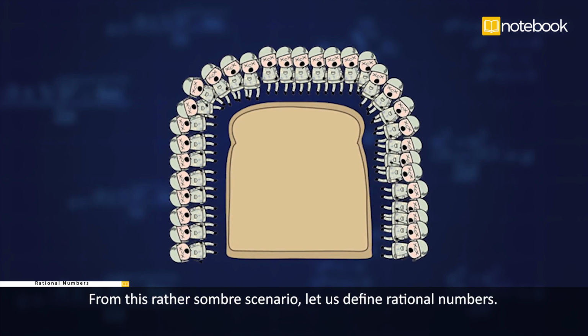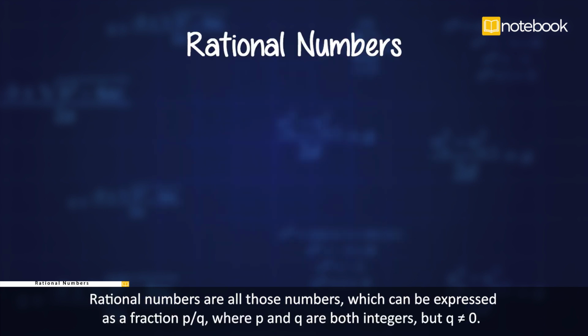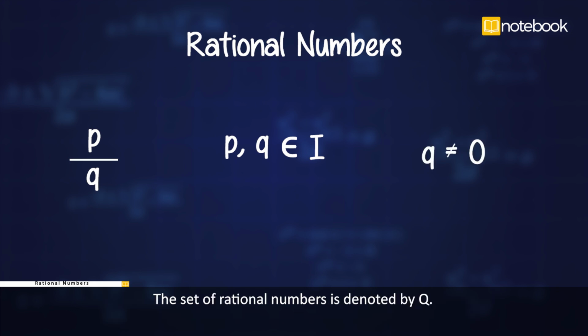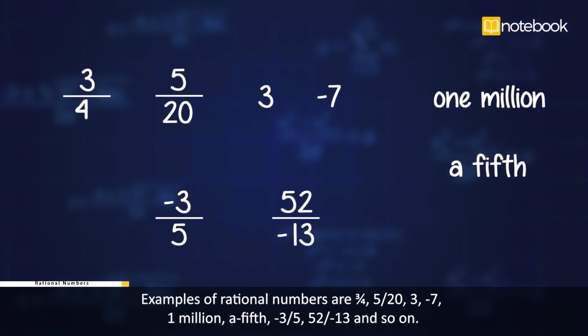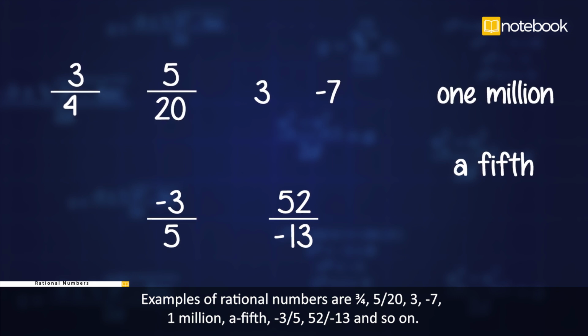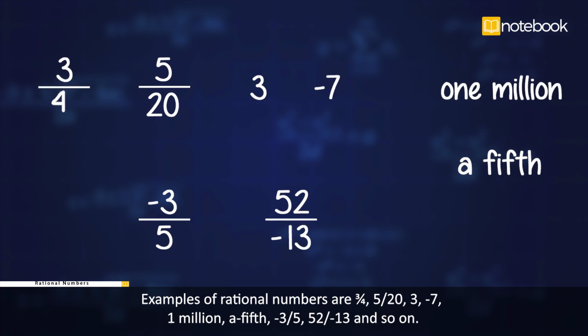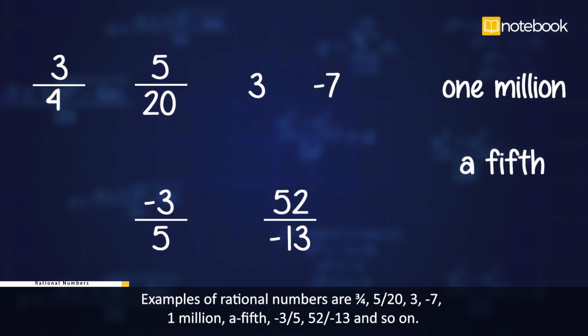From this rather somber scenario, let us define rational numbers. Rational numbers are all those numbers which can be expressed as a fraction p divided by q, where p and q are both integers, but q is not equal to 0. The set of rational numbers is denoted by capital Q. Examples of rational numbers are 3 by 4, 5 by 20, 3, -7, 1 million, a fifth, -3 by 5, 52 by -13, and so on.